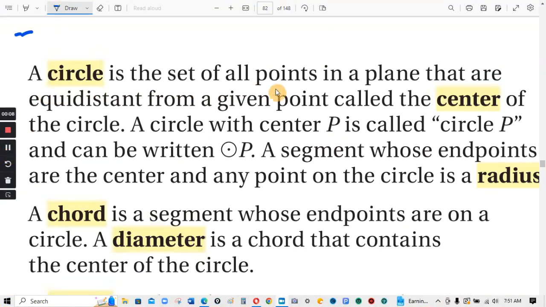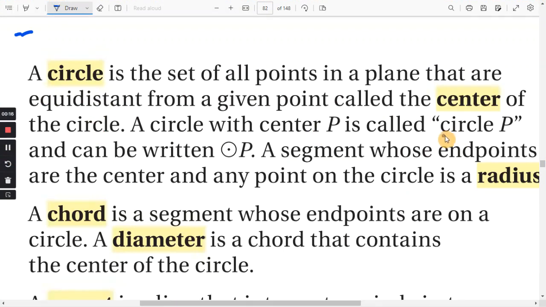A circle is a set of all points in a plane that are equidistant from a given point called the center of the circle. A circle with center P is called circle P, and it can be written like this. You draw the circle symbol with a dot in the middle and then the capital letter that represents the center. So if you see this symbol followed by the letter P, you know that P is the center.